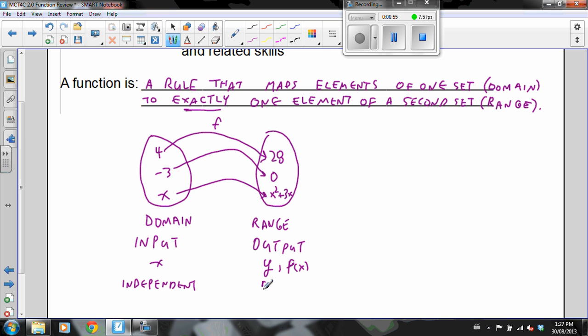variable, and then this one's dependent. What do we get for an output? Well, that depends on what the input was. What's the output? Well, it depends. That's the dependent variable.